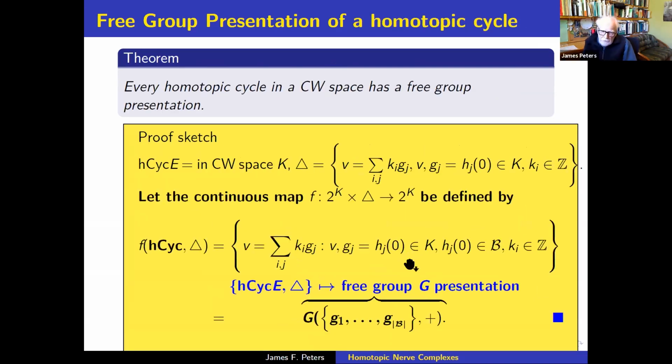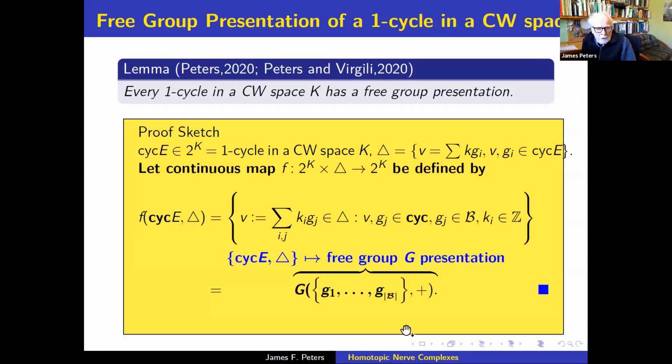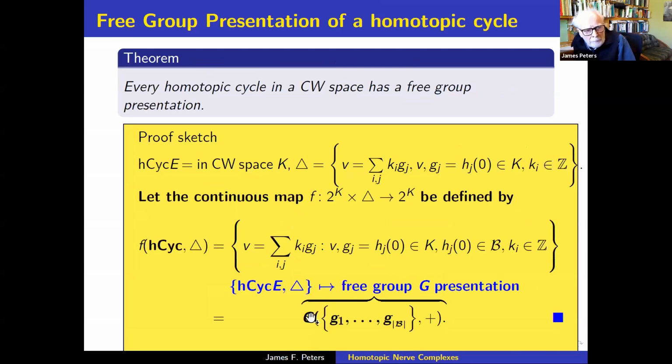Then we're going to carry this over by a rewrite of what I just did, because this is a proof sketch for this lemma. Now, if you take the proof sketch, you can rewrite it and get this result, that every homotopic cycle in a CW space has, in fact, a free group presentation. Here, the rewrite is in terms of the generators being homotopic maps like this one.